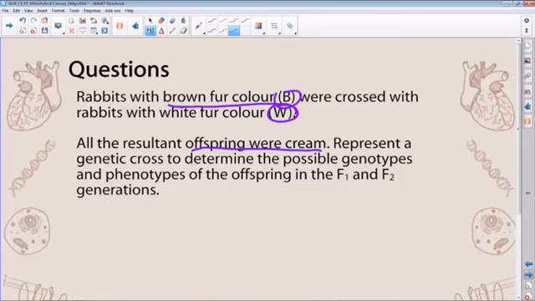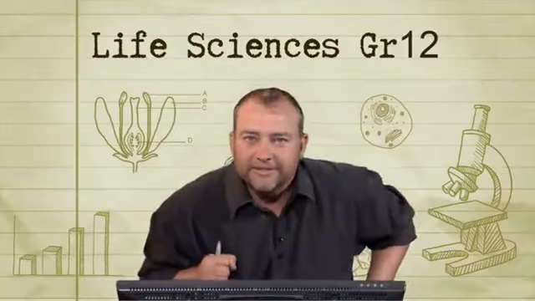Represent a genetic cross to determine the possible genetic phenotype offspring in the F1 and the F2 generation. Remember, then we're talking about inbreeding. I'm going to give you 2 minutes. Are you ready? Go.